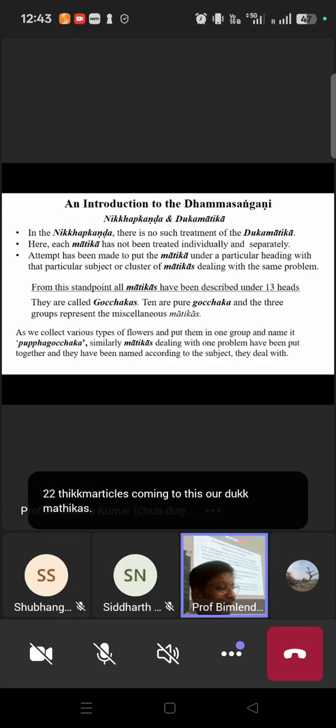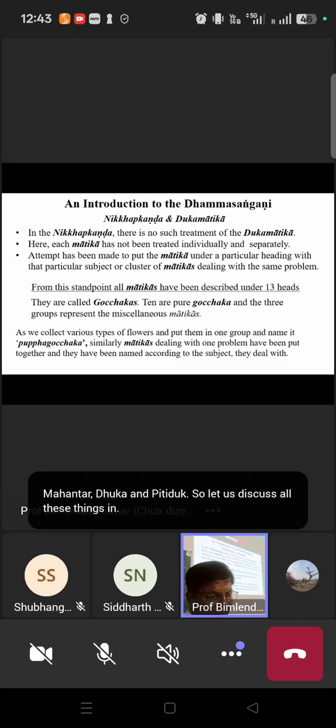Which are 100 in number, and each Dukmatika has two portions. So altogether there are 200 angles or visions in the Dukmatika, and they have been classified under the Gochakas. There are 10 Gochakas, and there are three headings like Chulantar Dukha, Mahantar Dukha, and Pitthi Dukha. So let us discuss all these things in a brief manner.